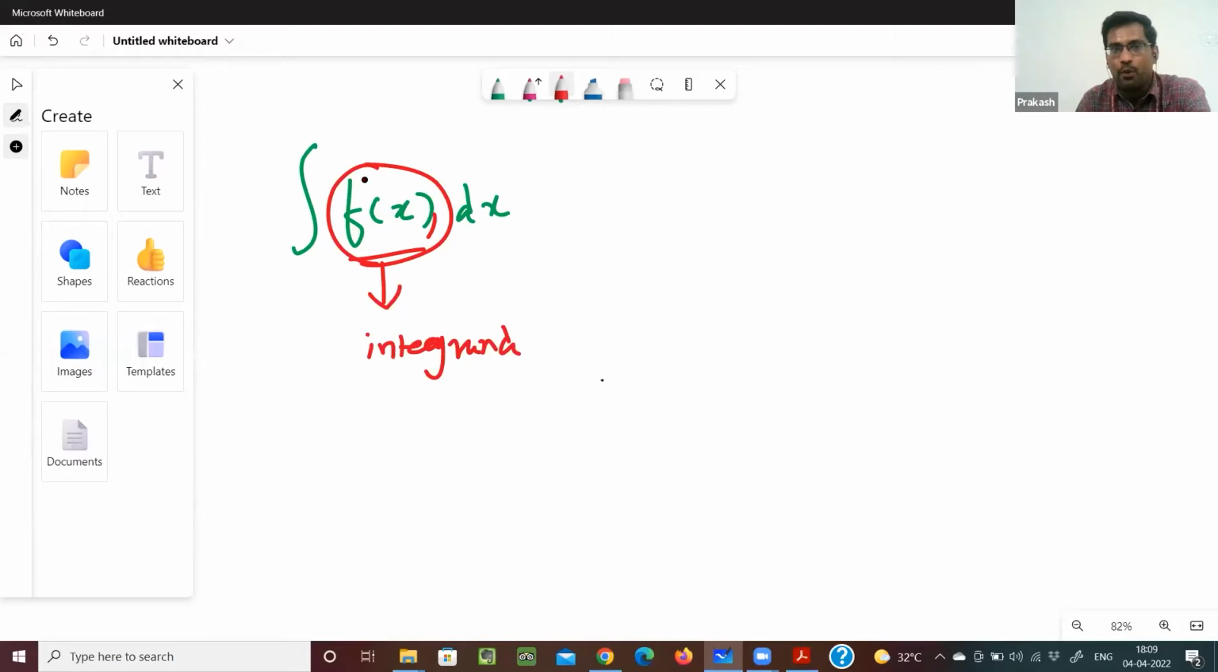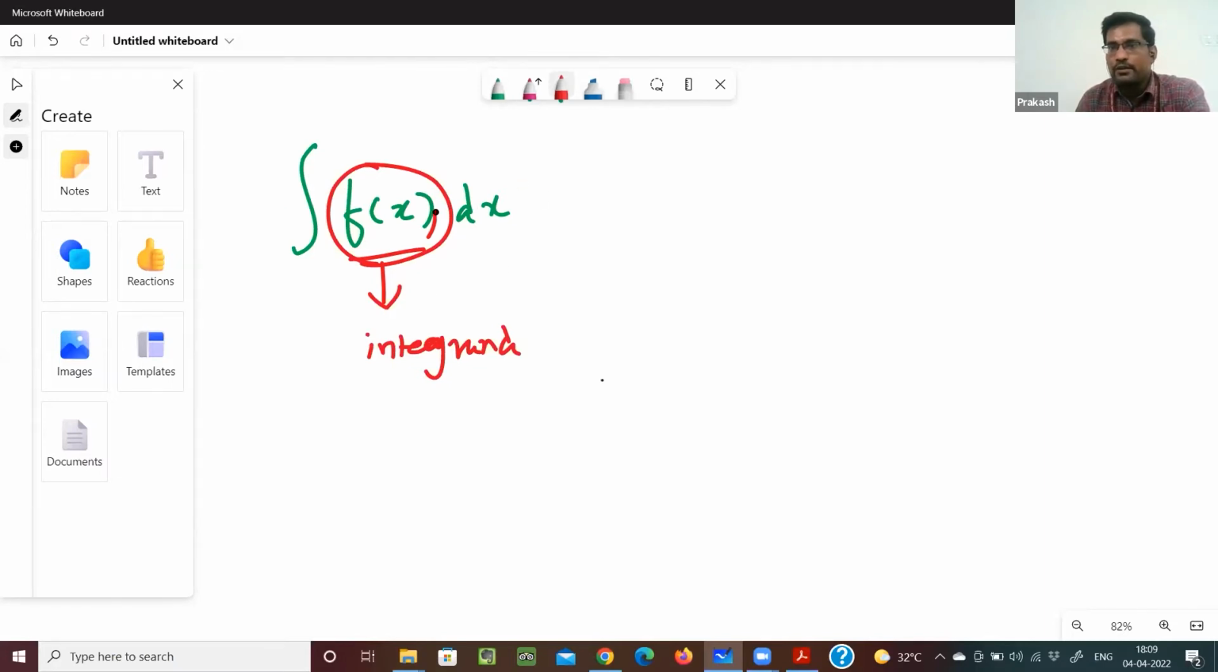Suppose it is a polynomial, we know it is easy to evaluate this integral. Whenever this f of x is a polynomial kind of function, we can find this integral value easily. But suppose this integrand involves trigonometry terms, then how can we find the integral? That is today's topic. It is an interesting one because here we need to know many trigonometry identities for evaluating this integral.